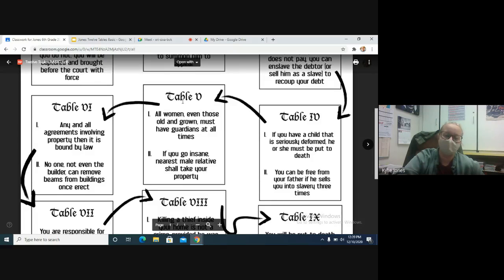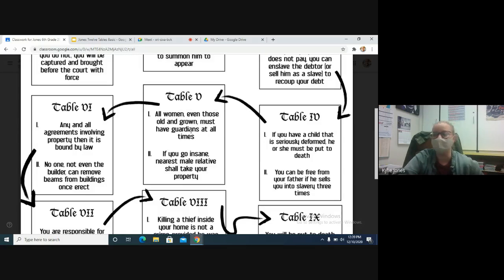Table number 5 in the middle right here. Number 1, all women, even those who are old and grown, must have guardians at all times. Essentially, a woman couldn't go anywhere without a man having to be there as well. They had to have someone with them.